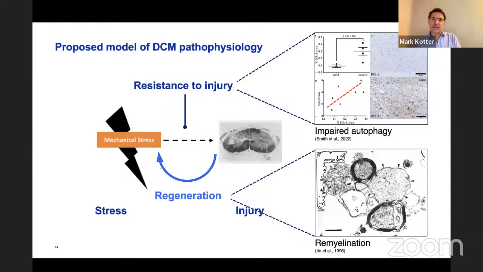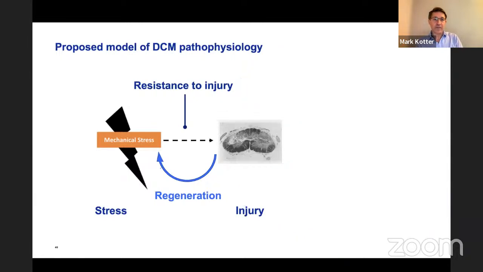The other component that was pointed out in the study here in the 1960s was that there's evidence of remyelination, the restoration of myelin sheaths. That can only occur when myelin sheaths are lost and phagocytosed. And this shows that there's an ongoing process of repair. So resistance and regeneration will then ultimately determine the level of injury.